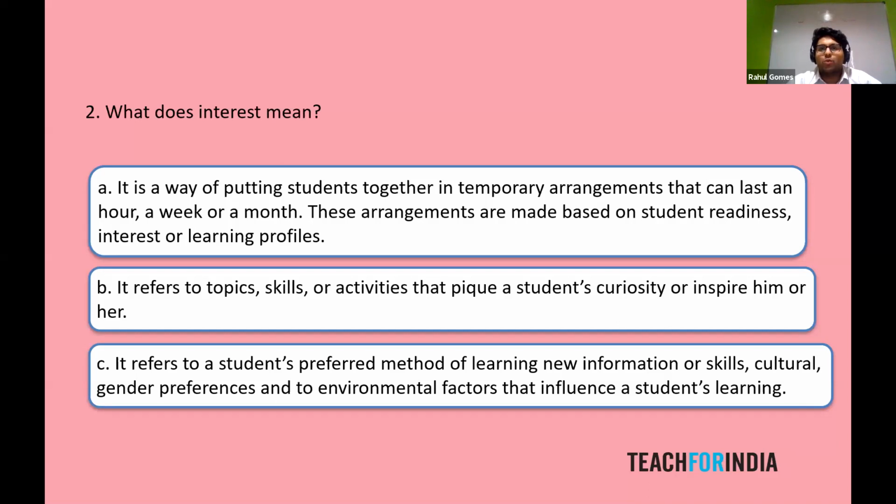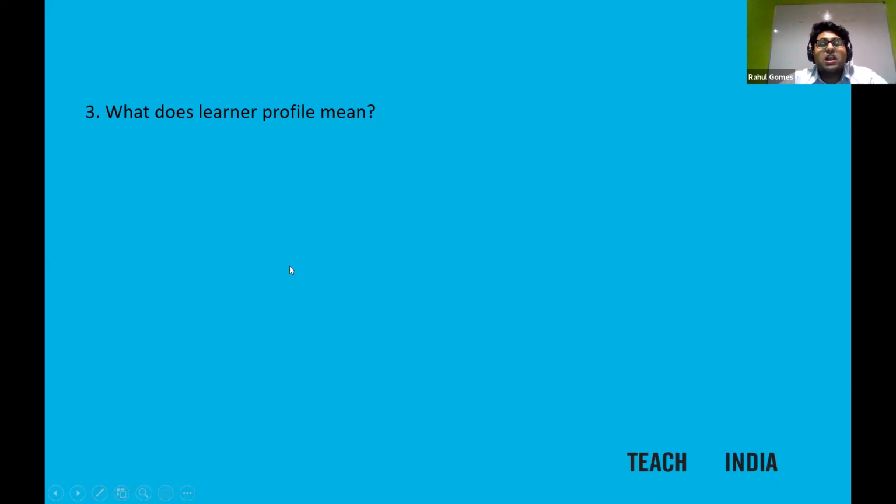That's a pretty straightforward one. So the answer to what is interest is B, right? Ready to move on to the next question. So far, we've covered readiness and interest, two key terms, right? We're going to move on really quickly. What does learner profile mean?